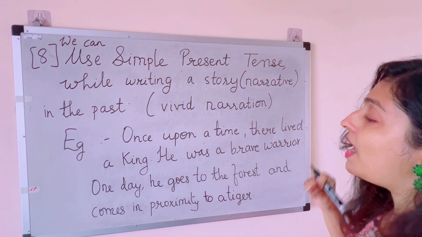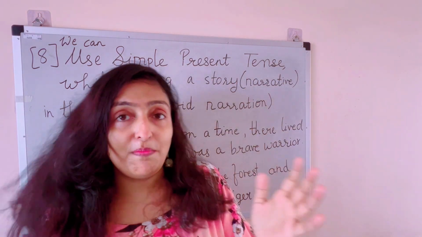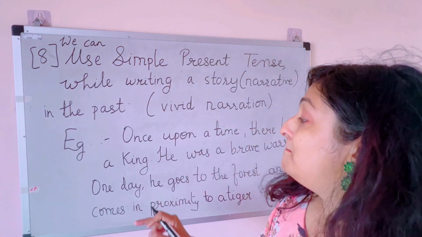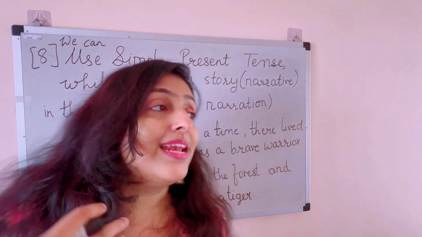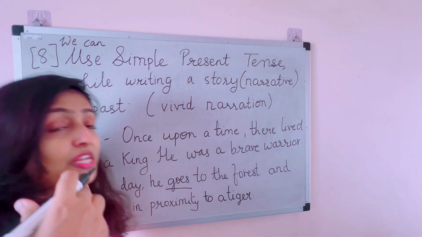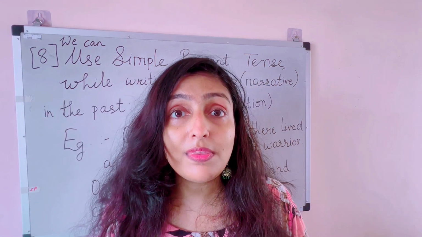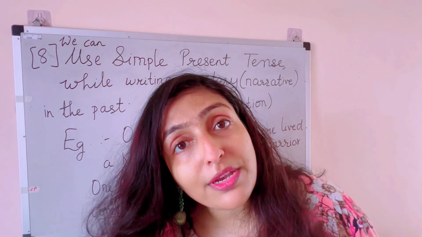Once upon a time, there lived a king. He was a very brave warrior. But one day he goes to the forest and comes in proximity to the tiger. He meets with an accident. So did you see the shift or the change here?